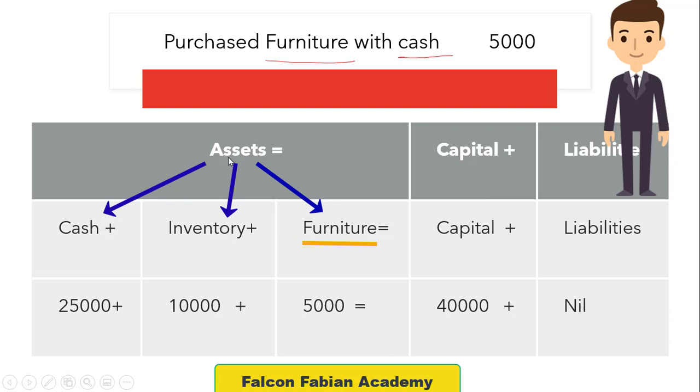So our accounting equation is assets, and under assets you have cash worth 25,000. Now cash became 25,000 because you paid for furniture, which was 5,000. In the previous transaction, it was 30,000, but as you've bought furniture and you paid with cash, that is 5,000. Therefore, your cash has gone down. So our assets are cash 25,000, inventory 10,000 and furniture 5,000. And the total is 40,000. Now this is equal to capital, which is 40,000, plus liabilities, which are nil at the moment.